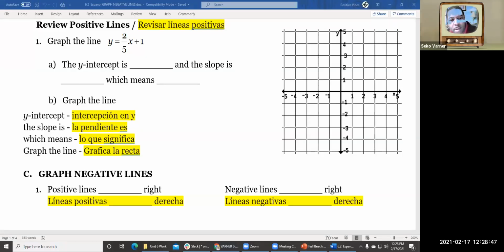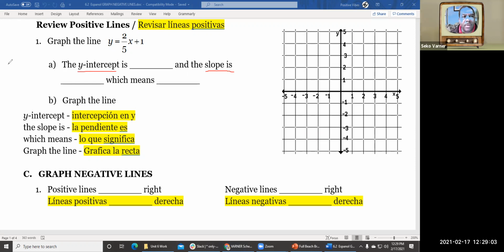6.2, which is graph negative lines. So before we graph negative lines, I want to take a moment and graph some of the positive lines. So hopefully you're looking on the screen. Okay. So the y-intercept and slope.